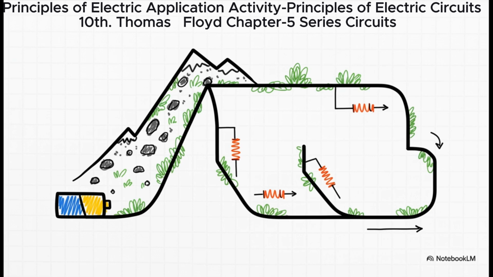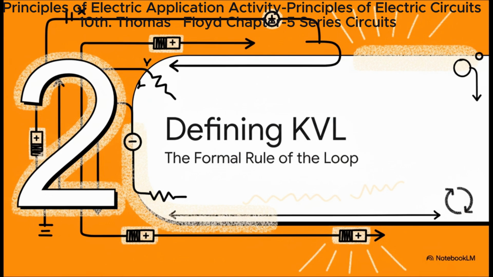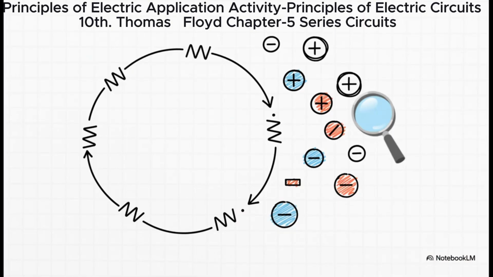Simple as that. Okay, so now that we've got that physical picture in our heads, let's look at the formal definition. This is how we translate that energy idea into the language of math. The two key ideas here, the ones you really got to remember, are algebraic sum and closed loop. Algebraic sum just means the signs, the pluses and minuses, are incredibly important. We have to keep track of what's a rise and what's a drop. And a closed loop, well, that's exactly what it sounds like, a complete, unbroken path for the current to flow.